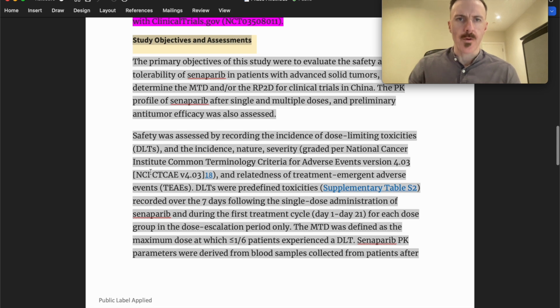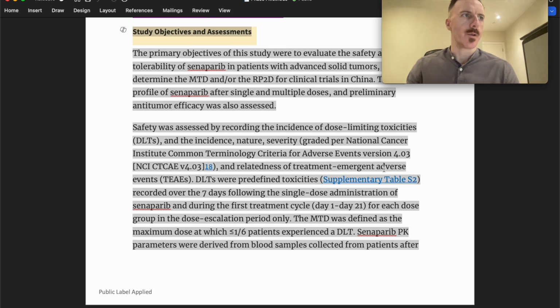objectives here, our objectives and outcomes assessment. So then we get to the outcomes after we stated the objective. You can see here they start off with safety.